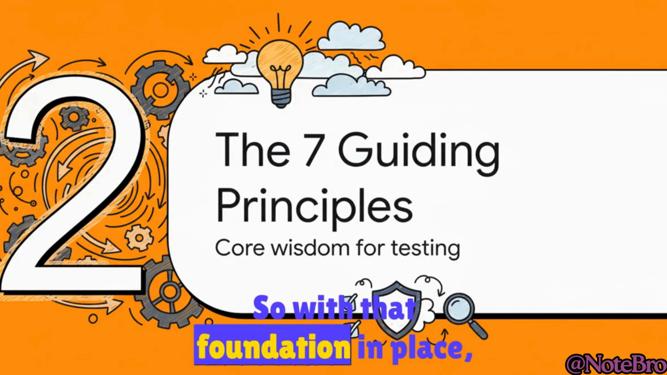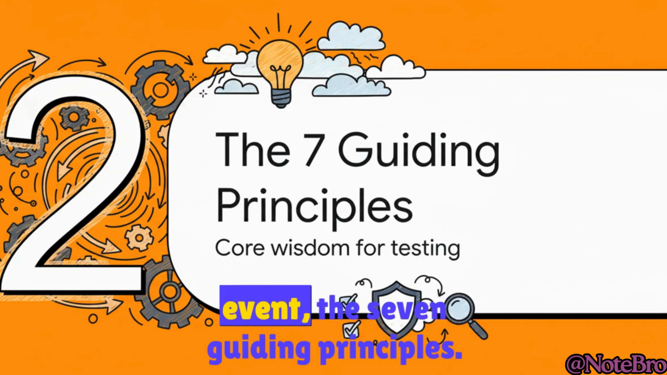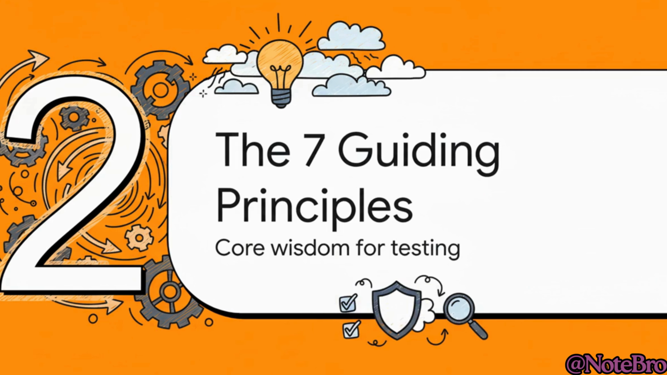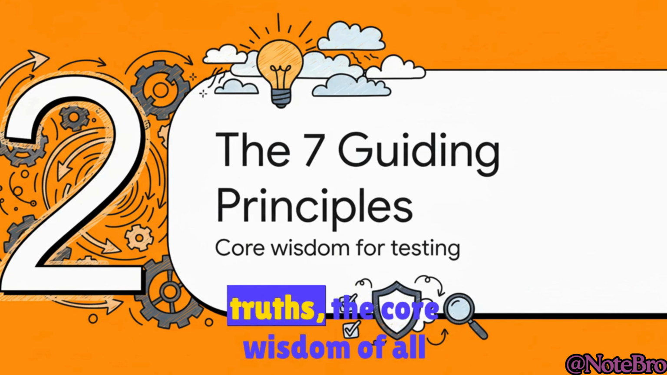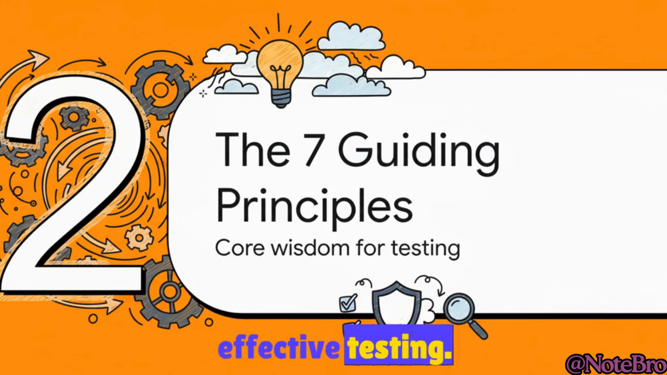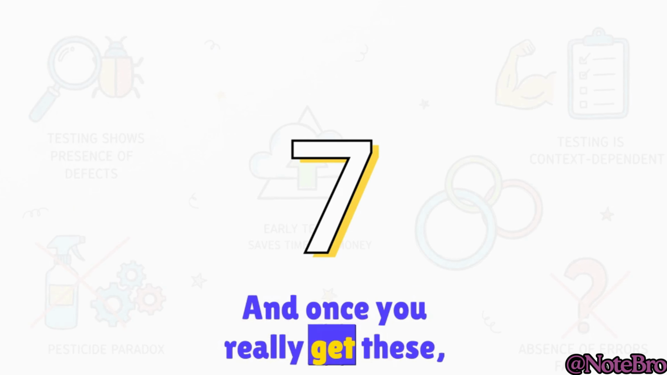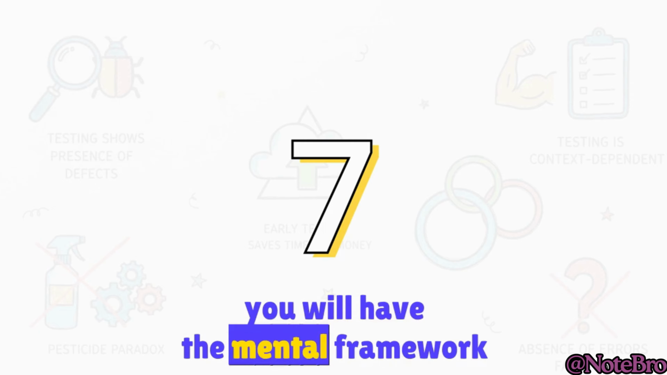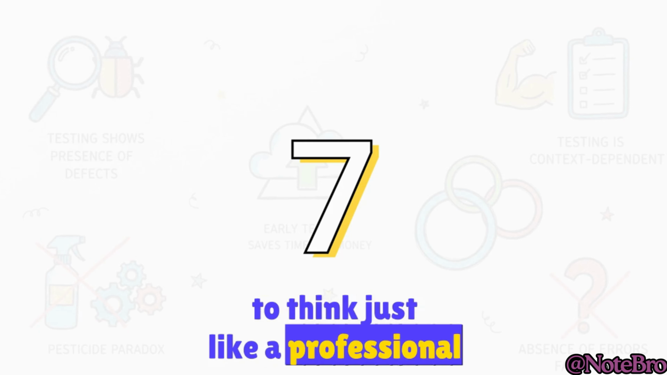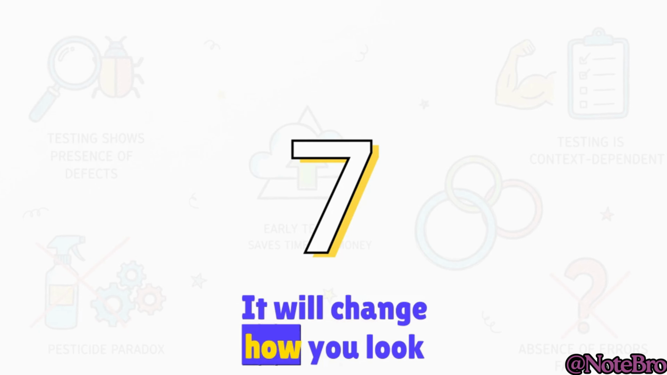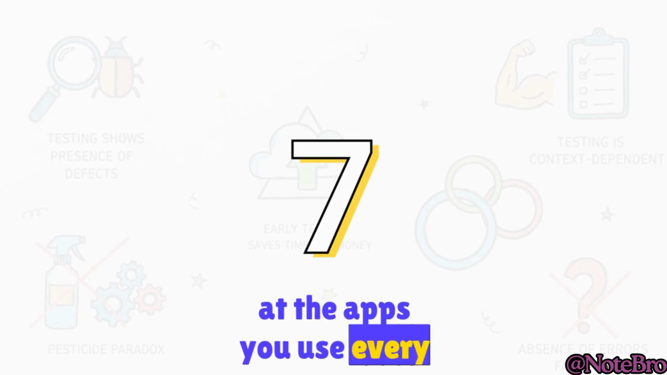Okay, so with that foundation in place, let's get to the main event, the 7 guiding principles. Think of these as the fundamental truths, the core wisdom of all effective testing. Yep, there are 7 of them, and once you really get these, you'll have the mental framework to think just like a professional tester. It'll change how you look at the apps you use every day.